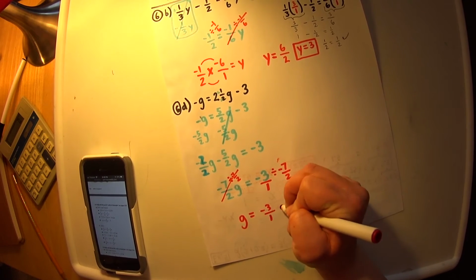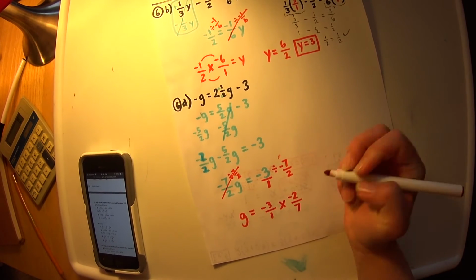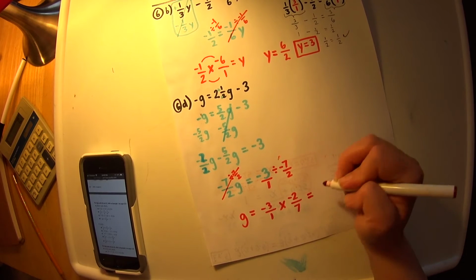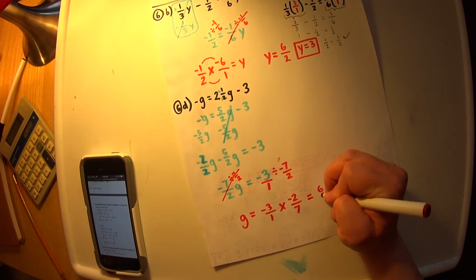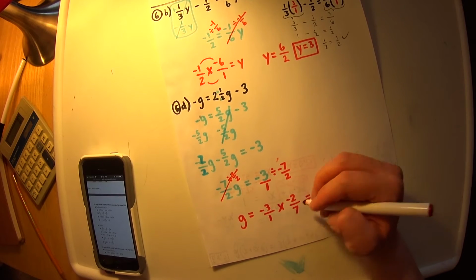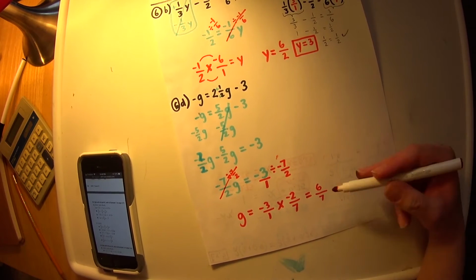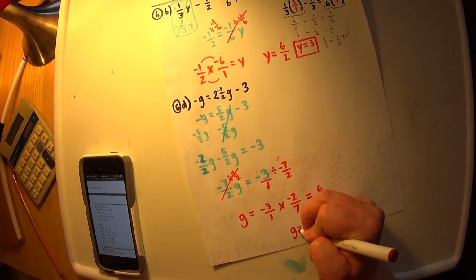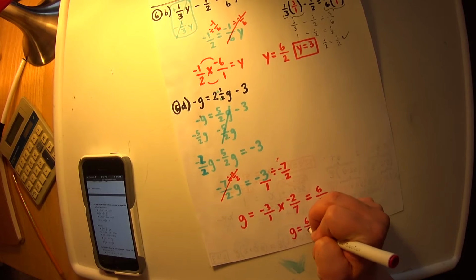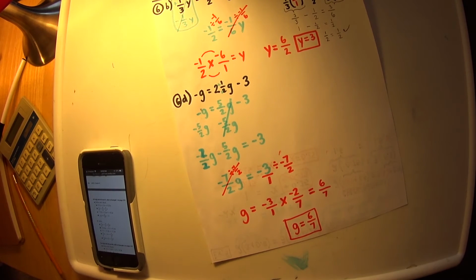Keep, change, flip. The second fraction gets flipped. Let's actually multiply this. Negative times negative makes positive 6. And 7 times 1, 7. Can't reduce that at all. It's not improper. So I can simply go G is equal to 6 over 7. Box it up. Final answer.